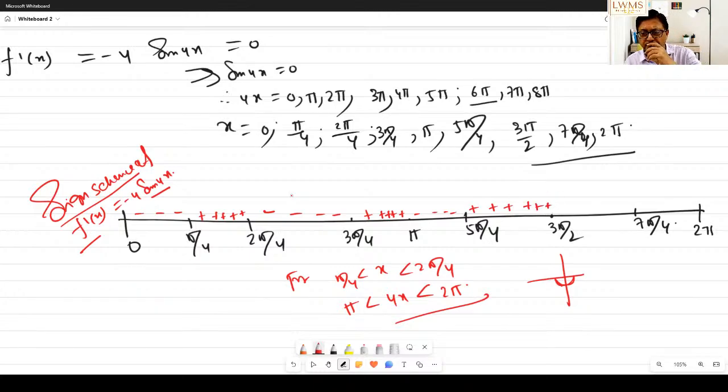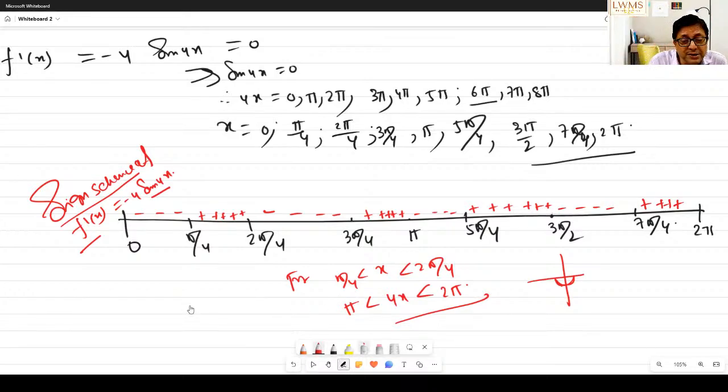Okay? Then again minus, again plus. Hope all of you can write the answer. This is negative where? 0 to pi by 4, 2 pi by 4 to 3 pi by 4, pi to 5 pi by 4, 3 pi by 2 to 7 pi by 4. You will get the scope of solving yourselves.